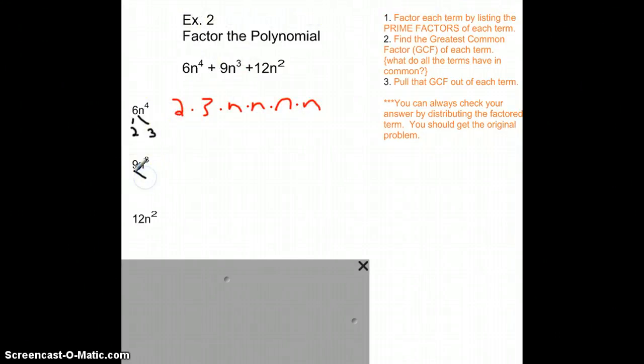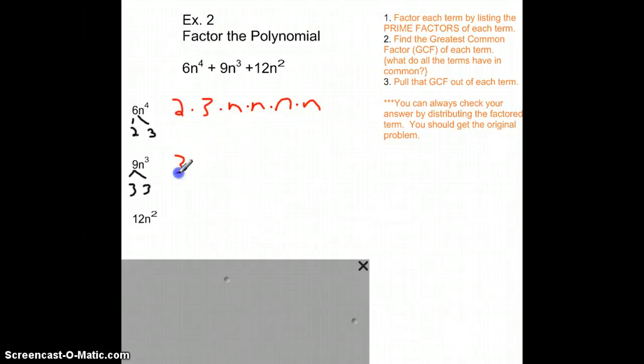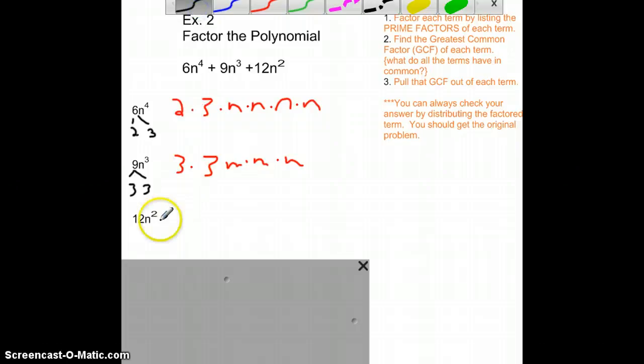Factor our 9. 3 times 3. 3 is prime, so we're set there. You have 3 times 3, and then you have 3 n's. N, N, and N. Those are n's, trust me. I promise you. Alright, and then let's take a look here at number 12.